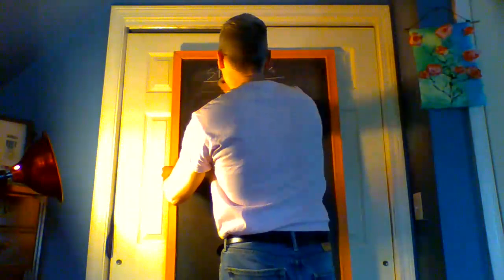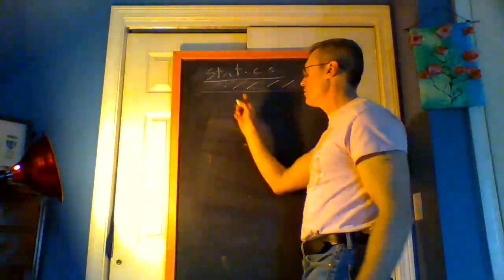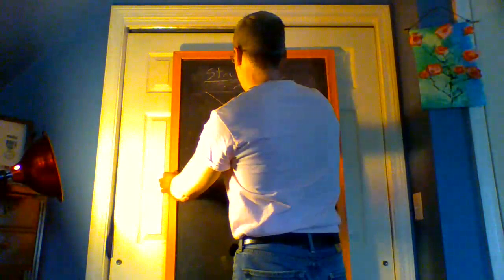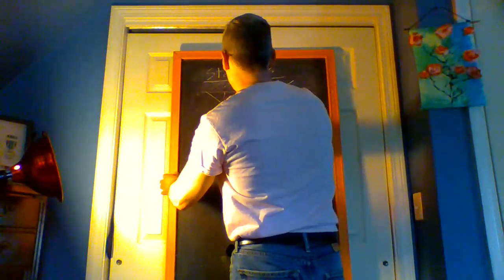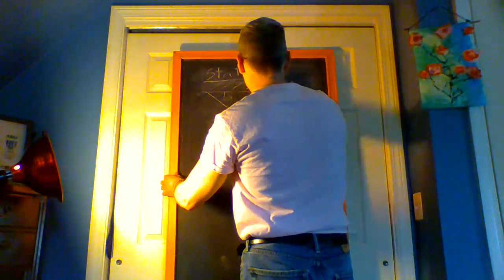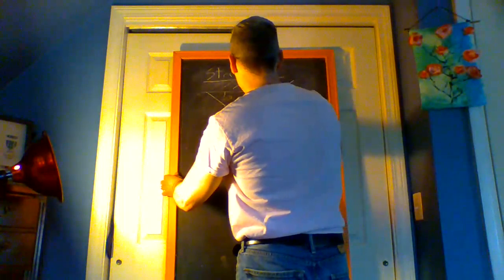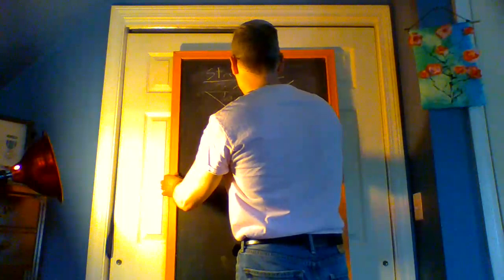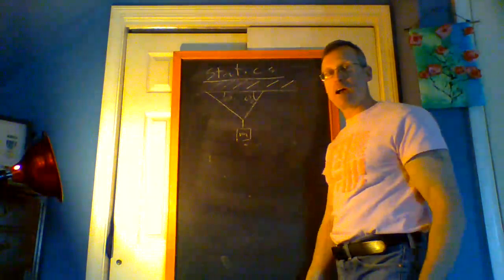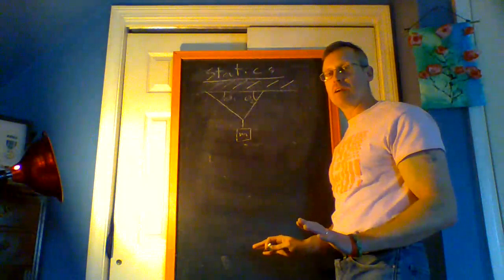So let's say I have a weight and it's hanging from, this is like a ceiling or something like that, and I have a rope like this, and this is at some angle, and I'll call this theta 1. And then I have another rope over here, and this is at a different angle, theta 2. And then let's say I have a weight or mass hanging from it like that. Okay, so the thing's just hanging there.